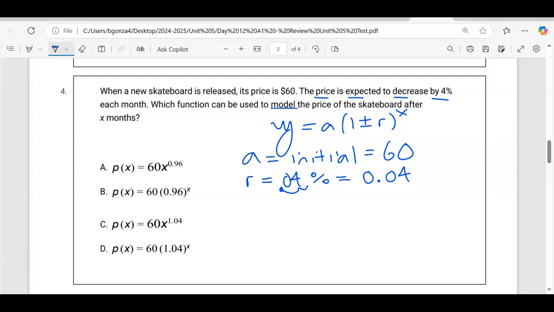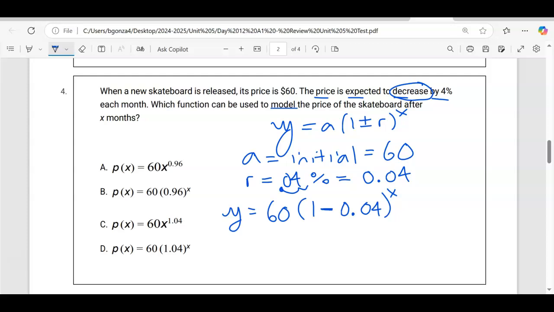Okay. Well, all I got to do now is write my equation and then simplify it. Y equals A, so 60, times 1, now hold on, plus minus, which one is it? This word decrease tells me exactly what I need to know. It is going to decrease, so it is going to subtract 0.04 to the power of x. Please notice it is not 0.4. That would be 40%.